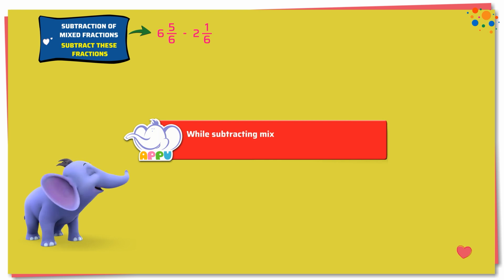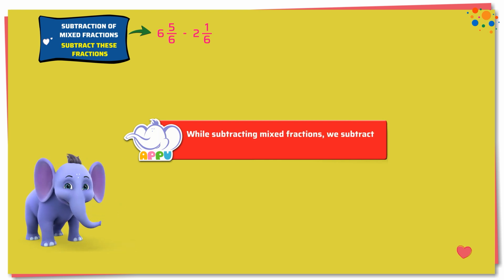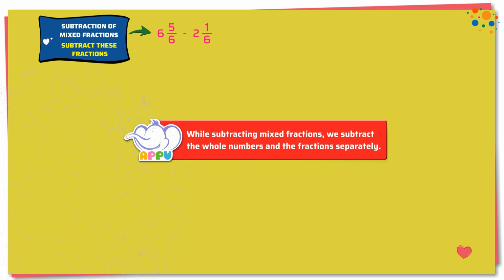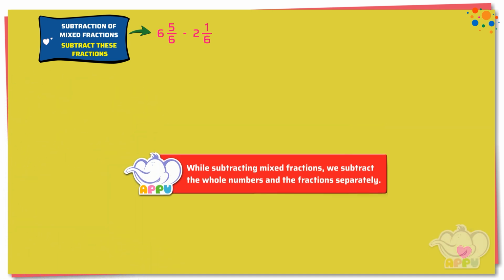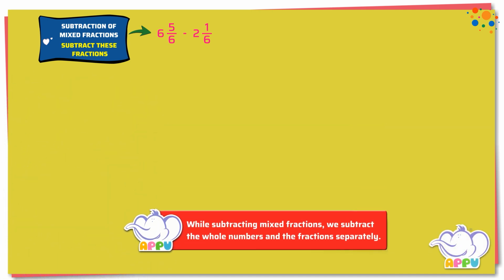While subtracting mixed fractions, we subtract the whole numbers and the fractions separately. We subtract the whole numbers first. 6 minus 2 equals 4. Then we subtract the fractions. 5 by 6 minus 1 by 6.